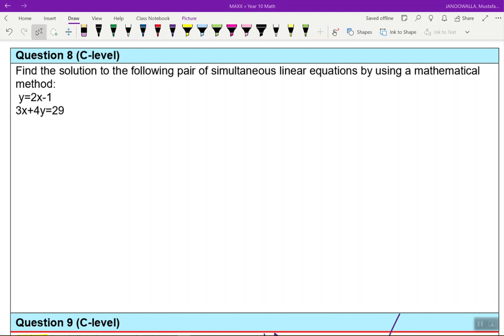Okay, for this video we're going to go through simultaneous equations. So it's saying find the solution to the following pair of simultaneous linear equations using some kind of mathematical method. I'm going to show you two ways. For this question, I'm going to show you how to do the substitution method. And then in the next question, I'll show you the elimination method. Okay, in this question, it's easiest to use substitution, and you'll see why.